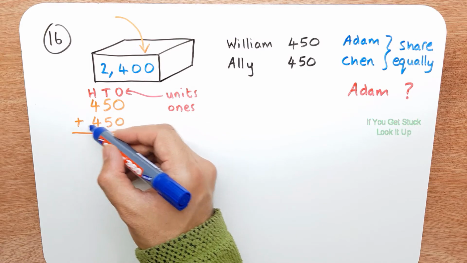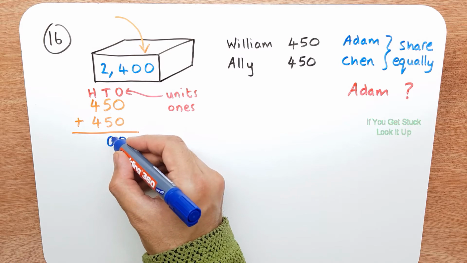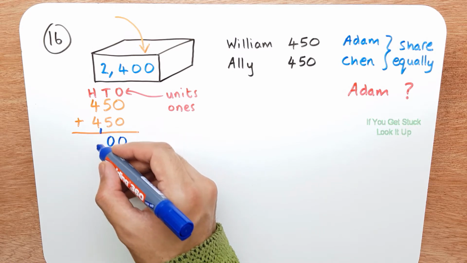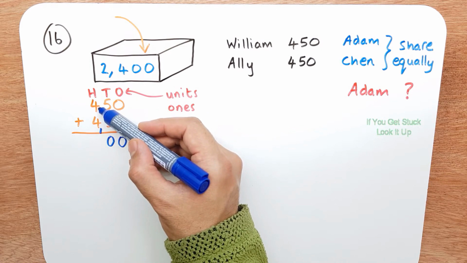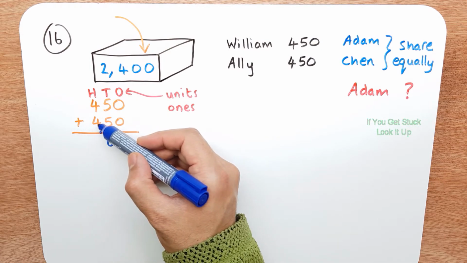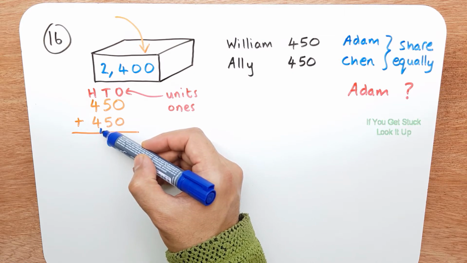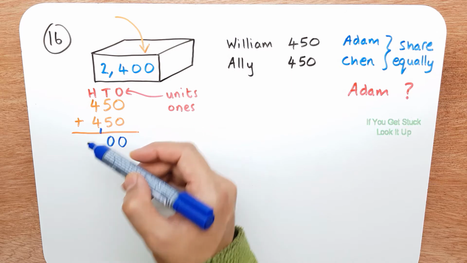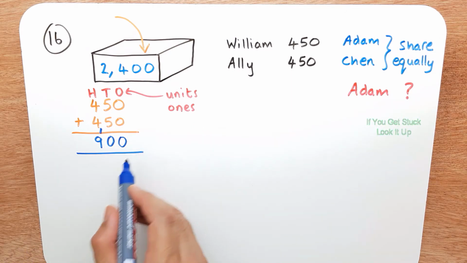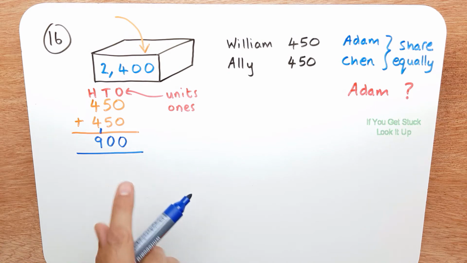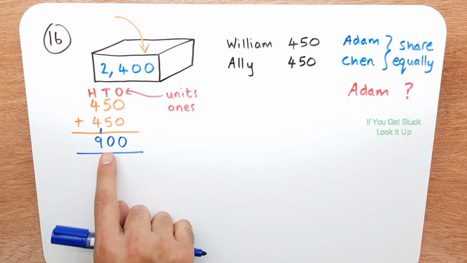5 add 5 is 10. So we put the 0 down in this column and we carry the 1 over to the next column. Now we're in the hundreds column, and it's 4 add 4 is 8, plus the 1 we've carried over, which makes it 9. So we put 9 there. So now if we look carefully, we have 900. So William and Ali have taken out 900 leaflets.